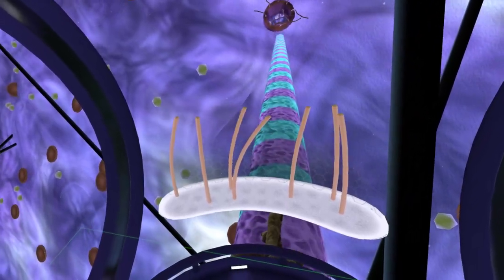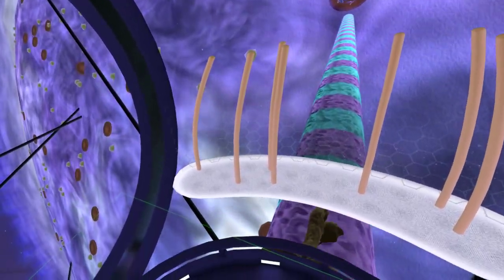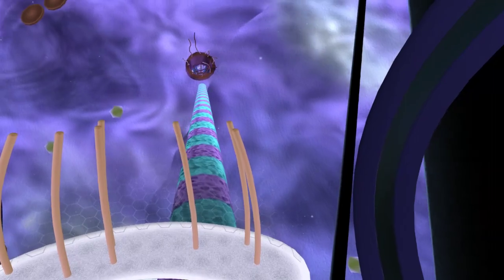Protein filaments are located around the edge to facilitate the transport.